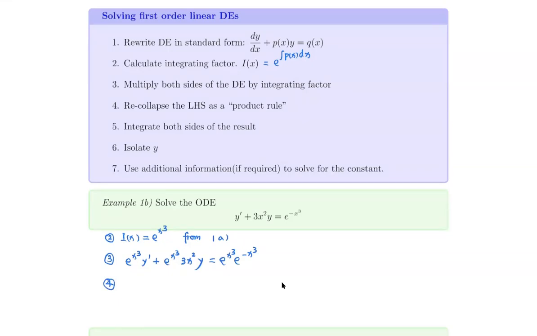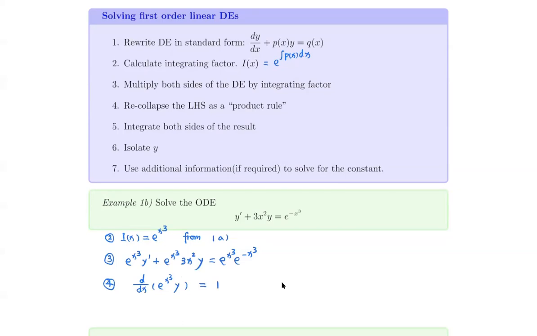How do I do that? You can see this is a product rule of something. And after I write it down, it should be clear, okay? So this is going to be d over dx of e to the x cubed y. If you take the derivative of this, you'll get e to the x cubed y prime plus e to the x cubed 3x squared y. So if you take the product rule, you get this. So you recollapse it back into this. The right-hand side is going to give you 1.